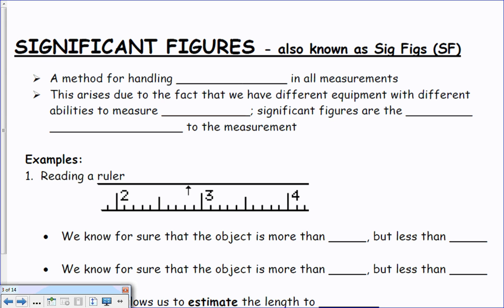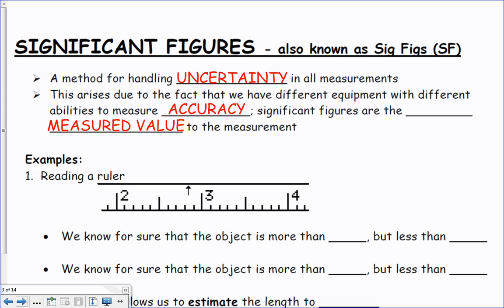So on to the notes. Sig figs is short for significant figures. You're going to hear me say that a lot. It's a method for handling our uncertainty or our error in our measurements that we're learning about. This arises due to the fact that equipment has different forms of accuracy. Not everything is as accurate as we would like it to be. And significant figures are the measured value to the measurement.